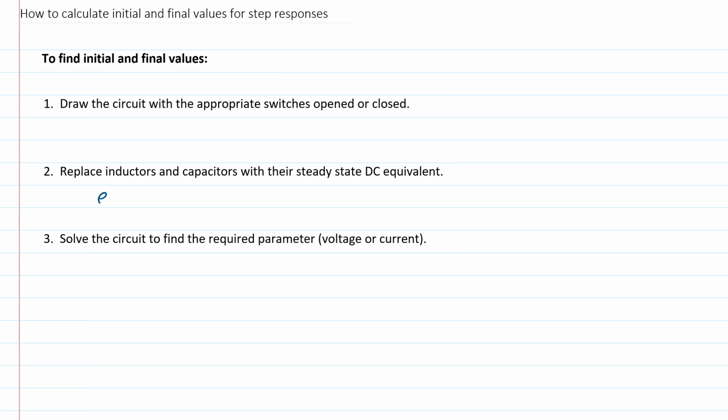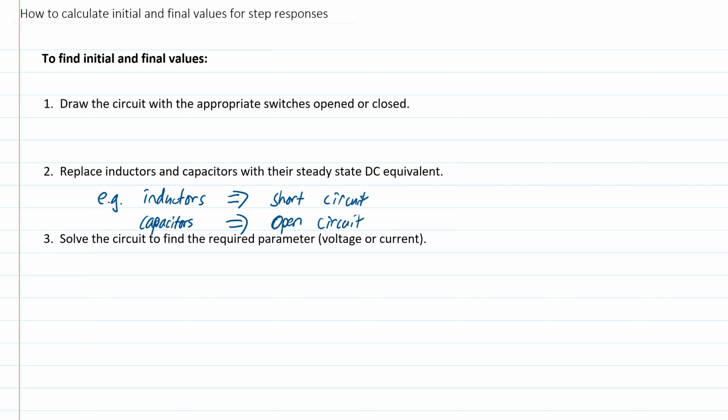Then we go through and we replace inductors and capacitors with their steady state DC equivalent. So to remind ourselves, basically for inductors, we get a short circuit. So inductors become a short circuit. DC will just flow straight through inductors. Short circuit, and capacitors will become open circuits. DC cannot flow through capacitors.